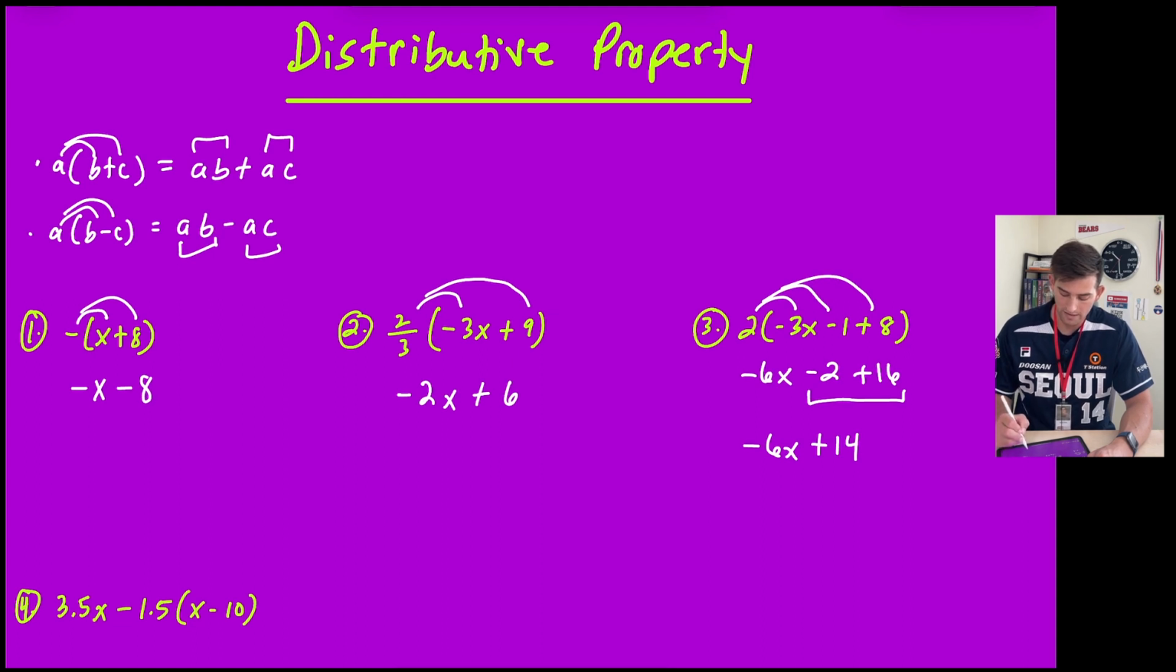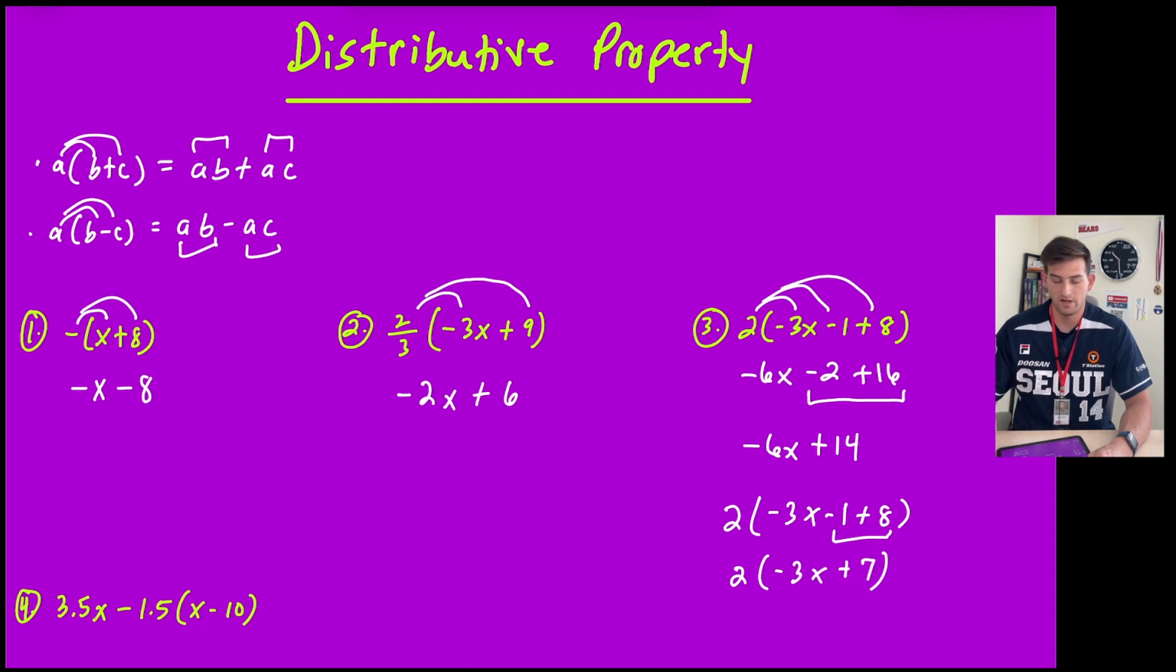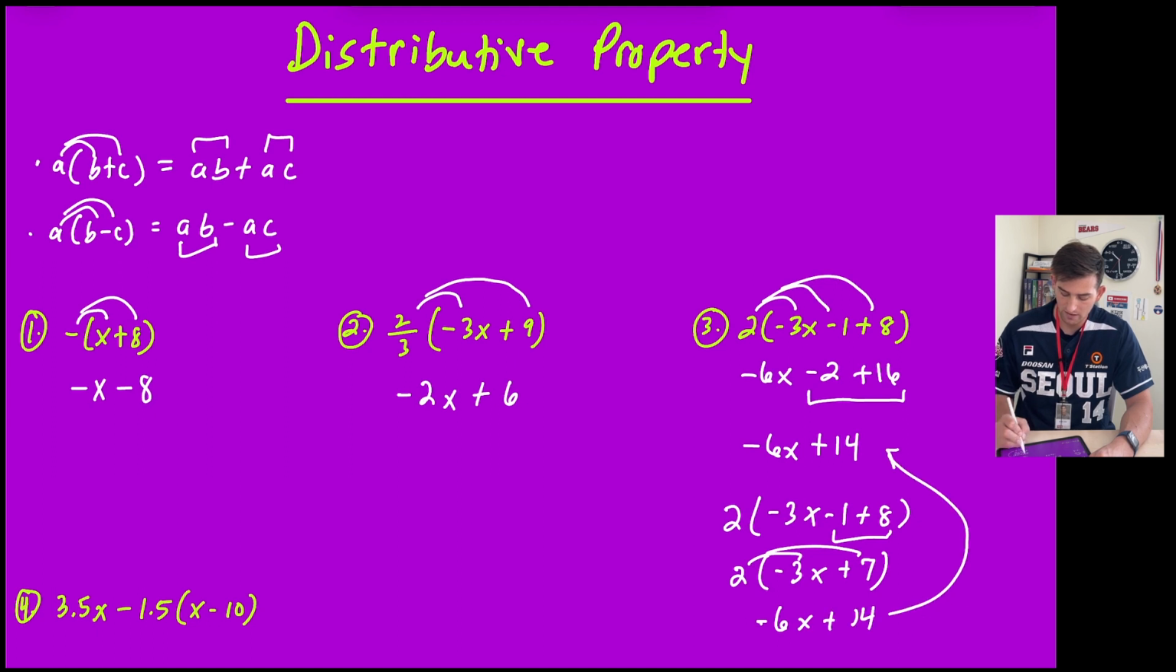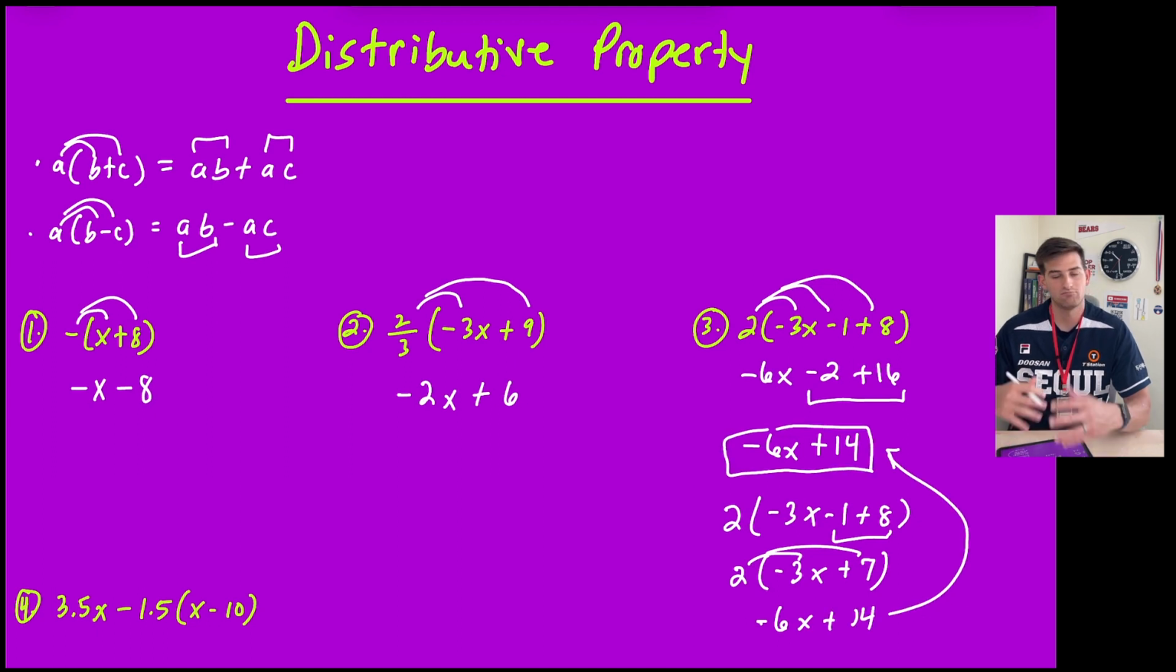Another way we could have done that, if I would have started by combining my 2 constants in the parentheses, we could do 2 and then in parentheses -3x plus 7, right? Because we would do -1 plus 8, which would be 7. Now if we distribute the 2, we would get -6x plus 14. So it's the same thing that we got here, just a different way to go about it, okay?